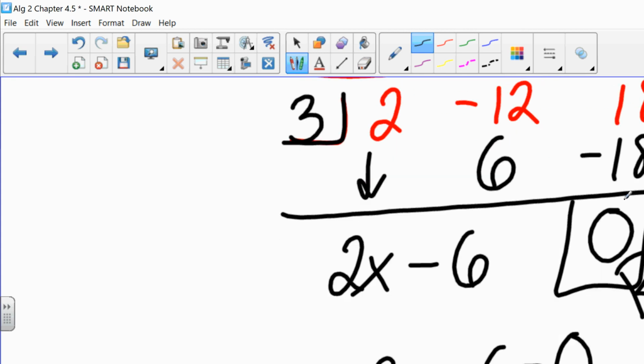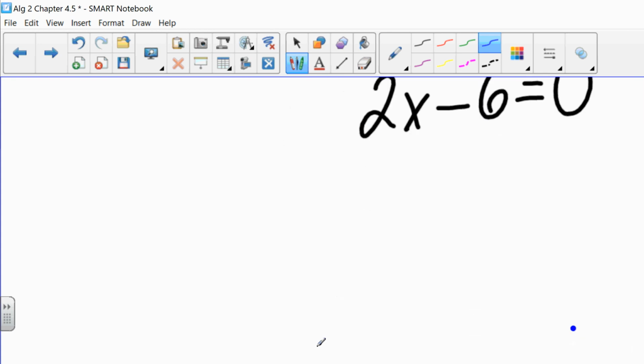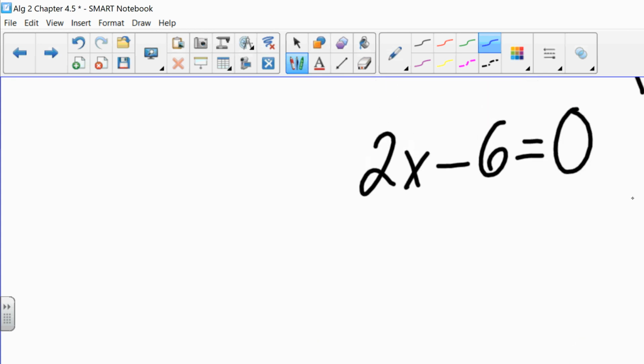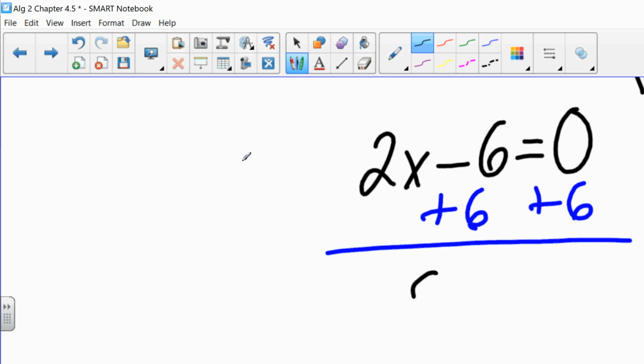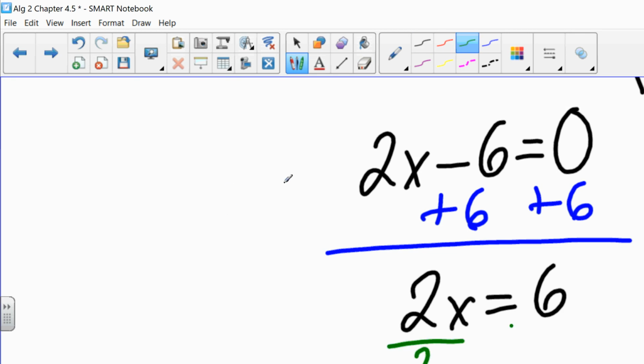So how would we go about solving this? Let's work this a little bit. So we could add 6. And x is also equal to 0. So 3, 3, and 0 are all the solutions. So it worked out that 3 was a solution twice.